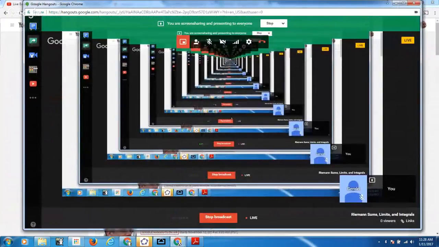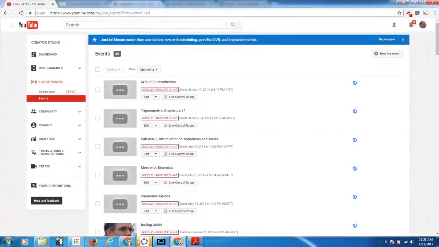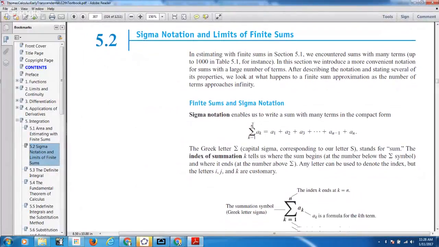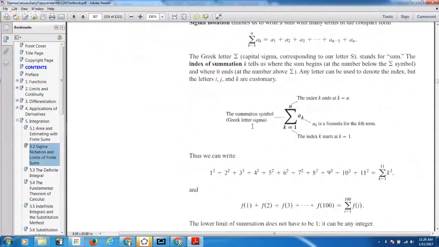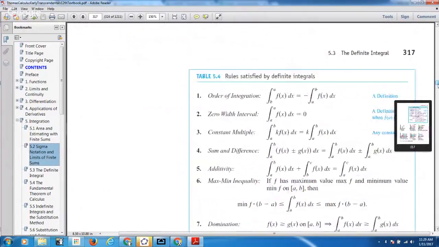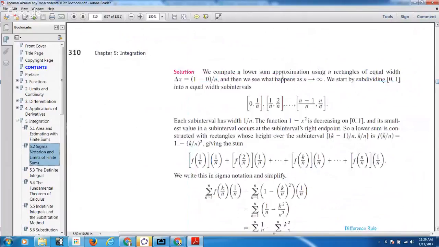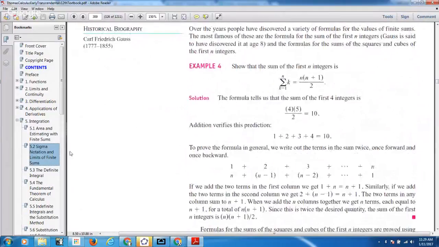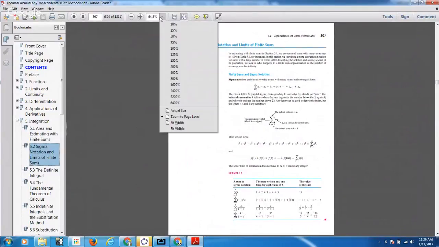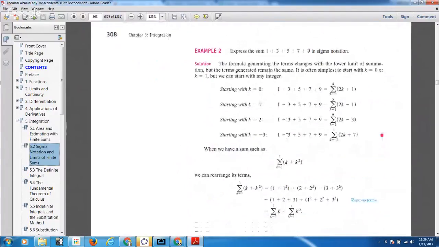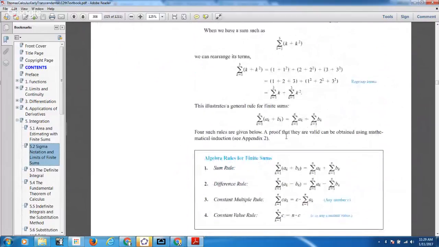Hello again. All right, so we are playing around with Chapter 5, Section 2. So part of it is getting used to sigma notation. Let's scroll down and show some other things of significance. That's farther than I wanted to go. I just lost my place. Okay. So we have sigma notation, and then there are some common sums they give here.